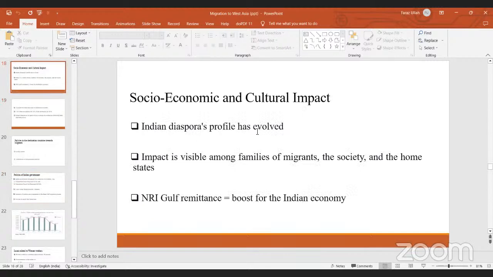In the economic domain, the NRI Gulf remittances have been a boost for the Indian economy. It has helped India during the balance of payment crisis. The inward remittances have increased since 1974 till present. As per the World Bank data, India received an all-time high of USD 79 billion in remittances in 2018, followed by China, Mexico, Philippines, and Egypt.